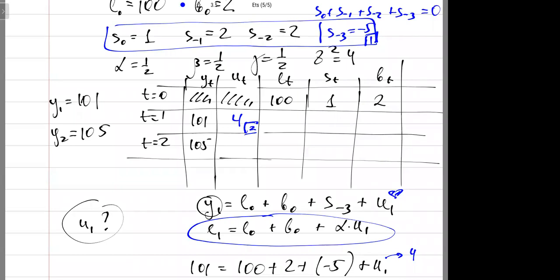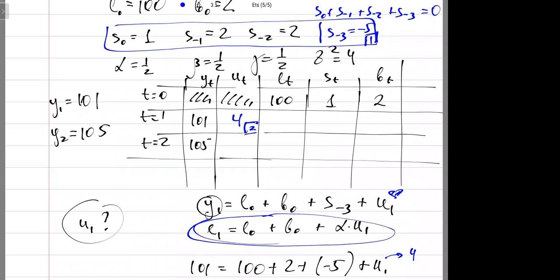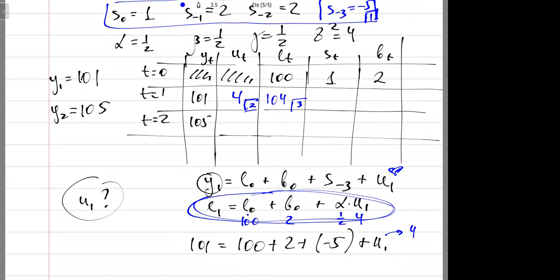How to calculate L1? We use the equation: L0 is 100, B0 is 2, alpha is 1/2, U1 we already know, it's 4. So we have 104. It's the third object calculated. Now we can calculate S1 and B1.